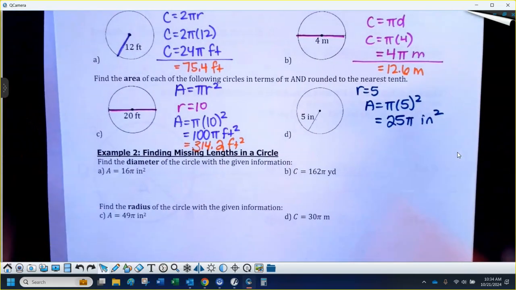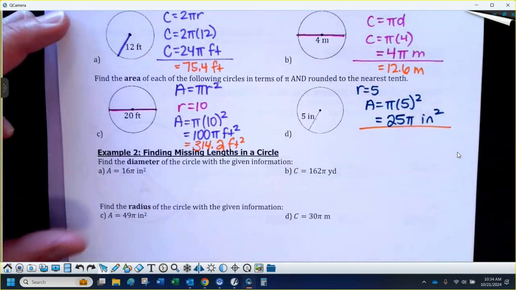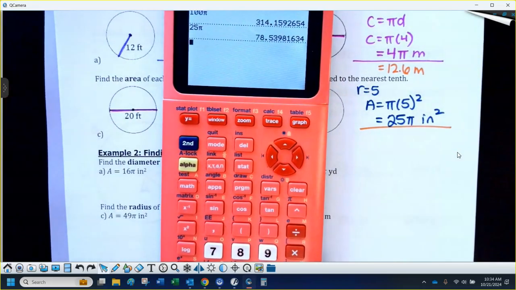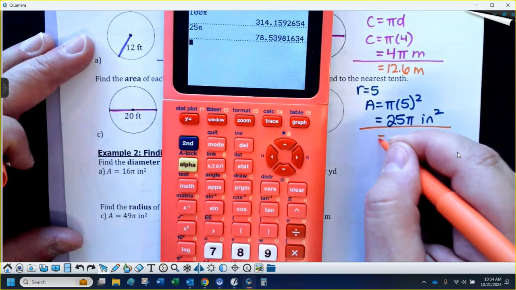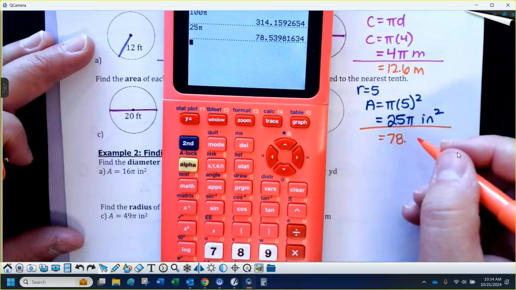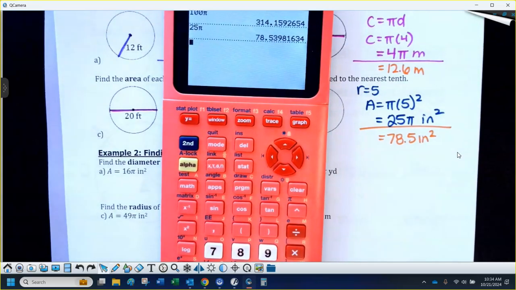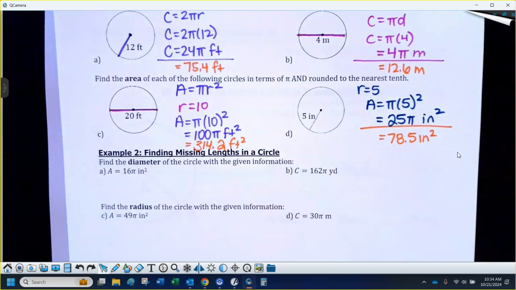And then all you got to do for the nearest tenth, if it asks you for that, is just type that in your calculator. So 25, just hit your pi button. You don't even have to put a multiplication in between them. So this is 78.5 to the nearest tenth. Just one decimal place is what's going to have you round it to.